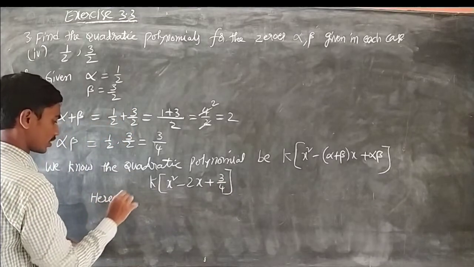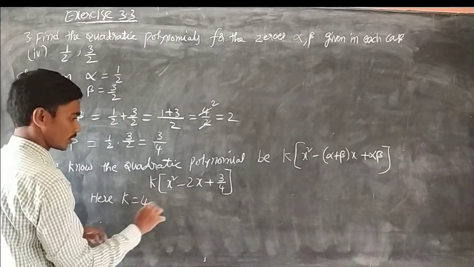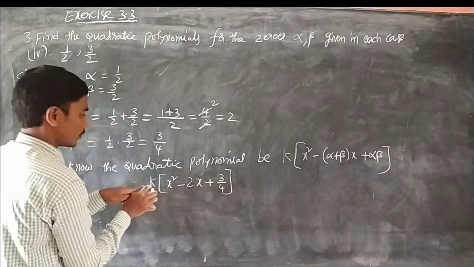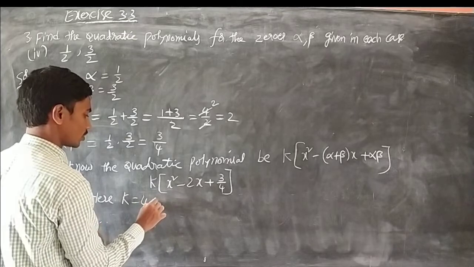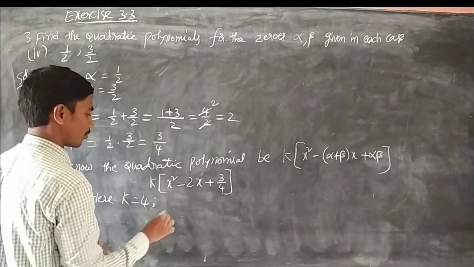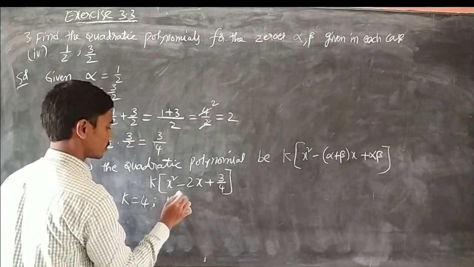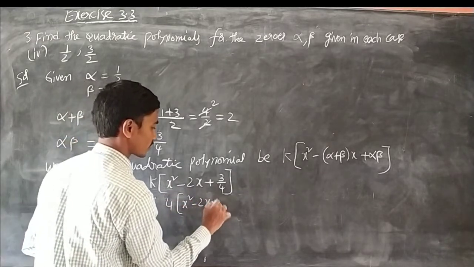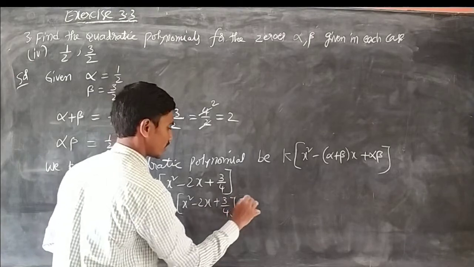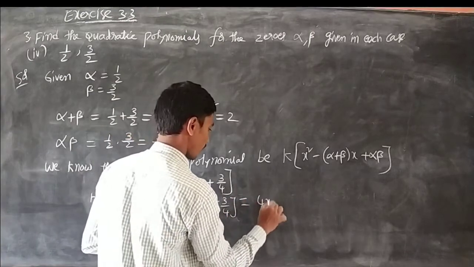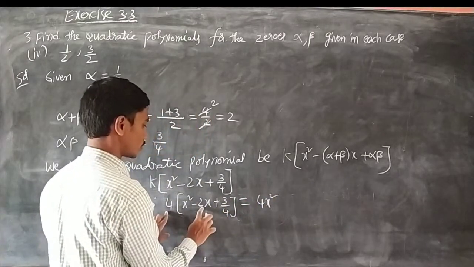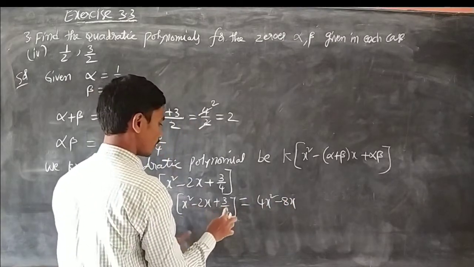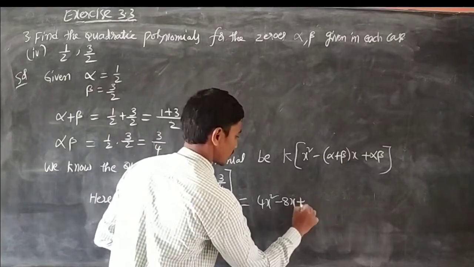Here k is equal to 4, because if you want to cancel 4, you must take k equal to 4, because k is any number you can take. k into 4 into x square minus 2x plus 3 by 4, which is equal to 4x square minus 4 into 2 minus 8x, 4 into 3 by 4, 4 cancels, plus 3.